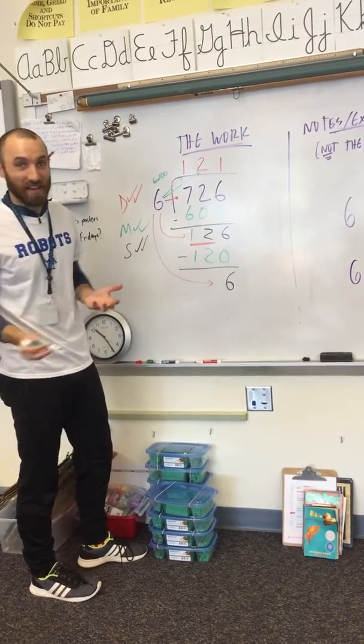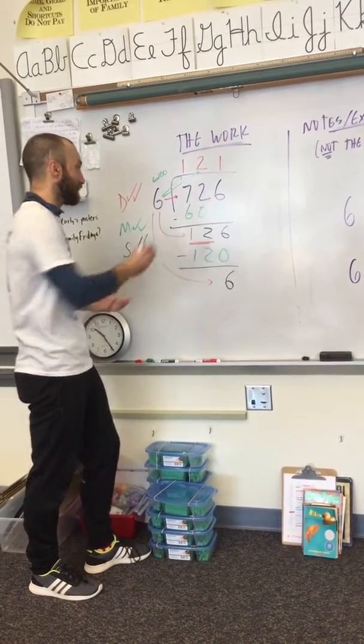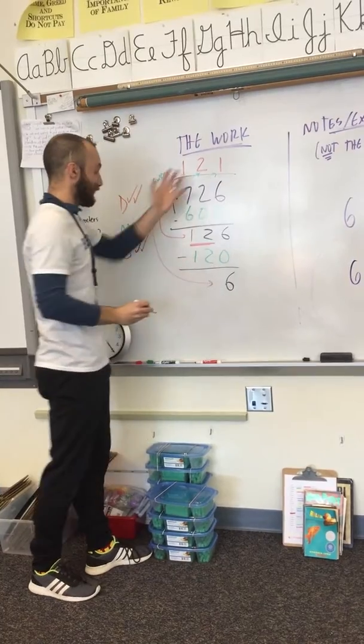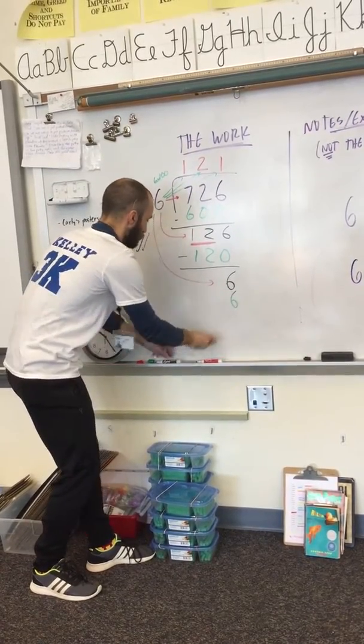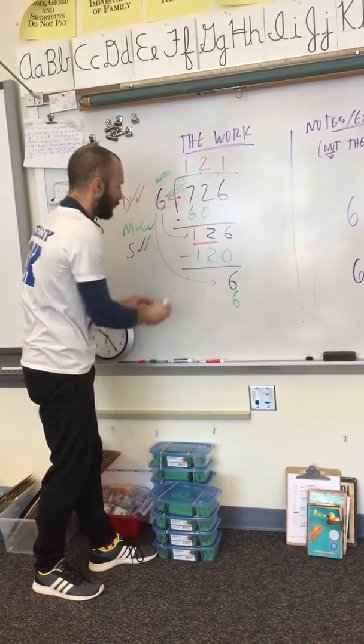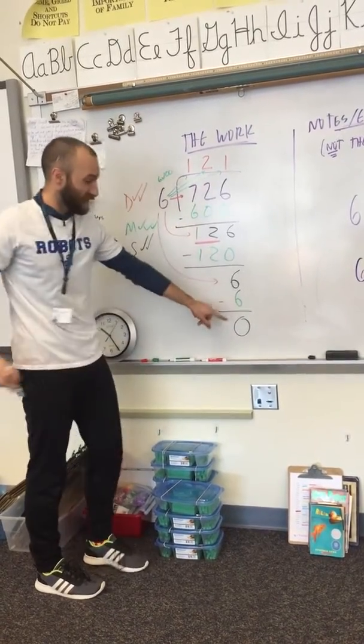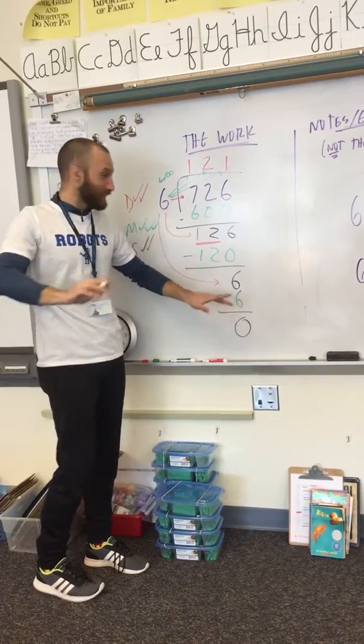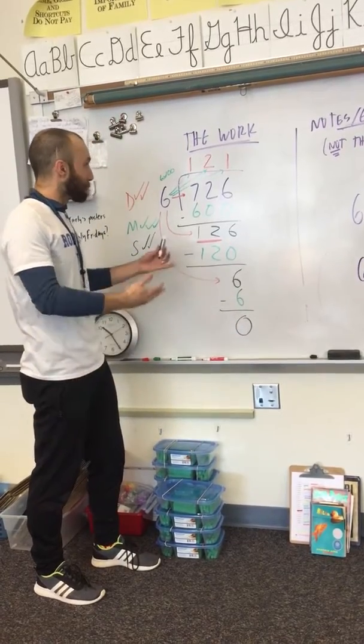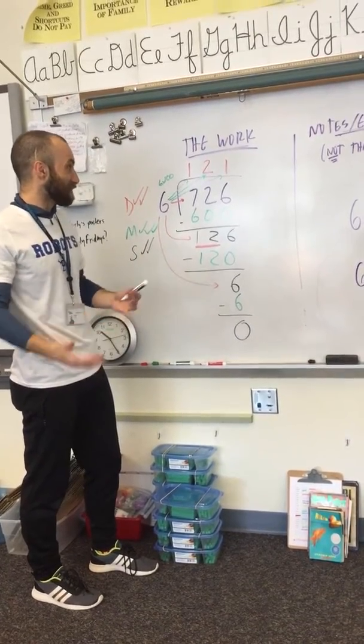This isn't really all that necessary, but it's helpful for them to practice this process. So 6 times 1 equals 6. Multiplication, check. And in subtraction, 6 minus 6, 0. This means there is 0 remainder in this problem. This means the problem is done. And that's how this process goes.